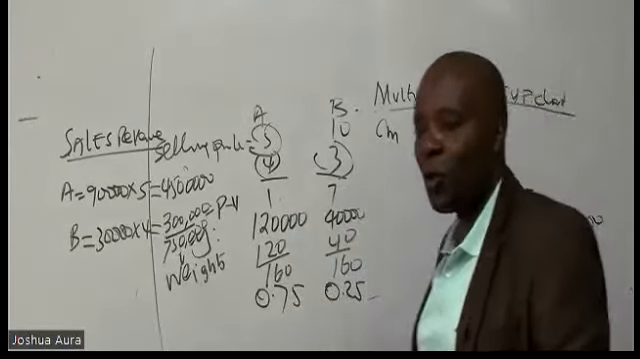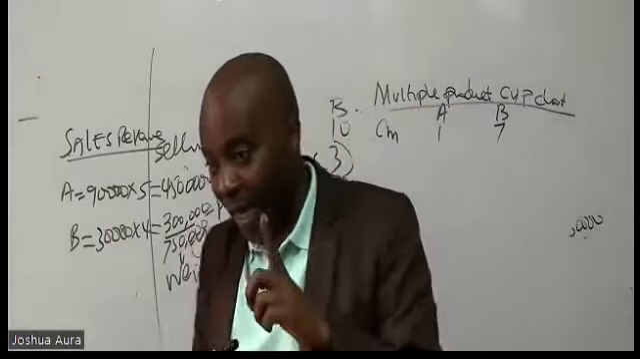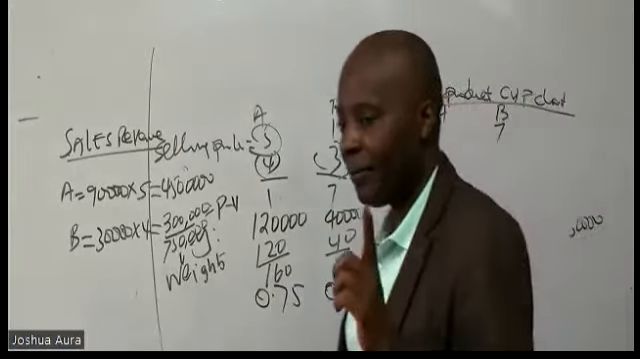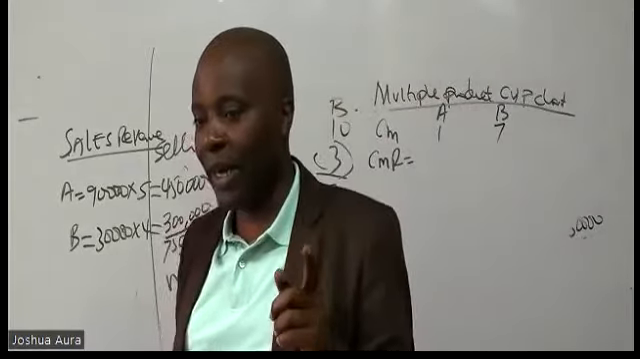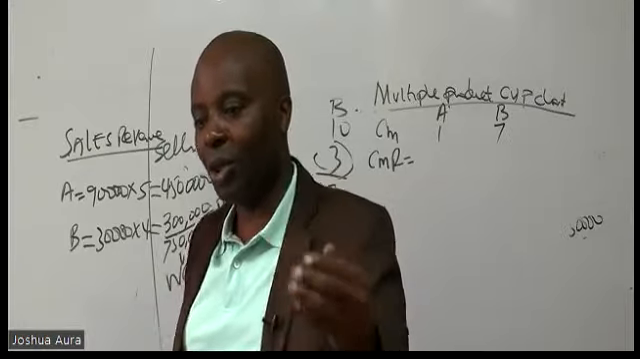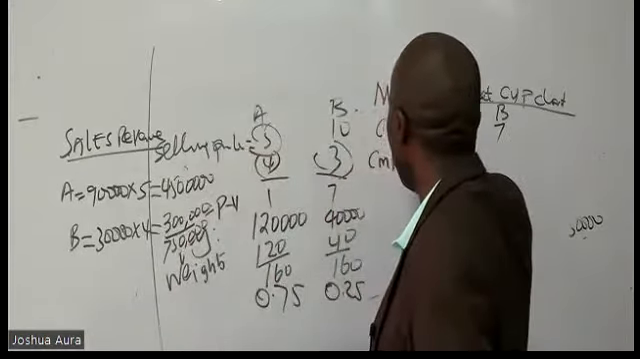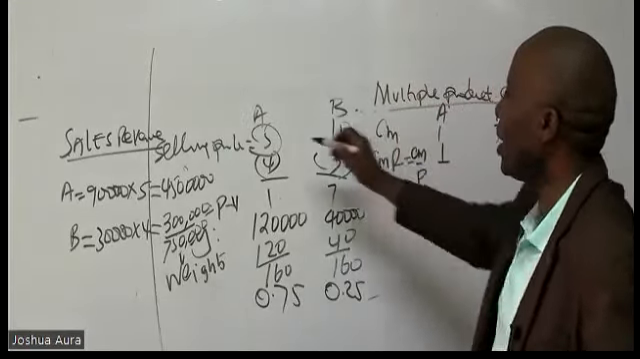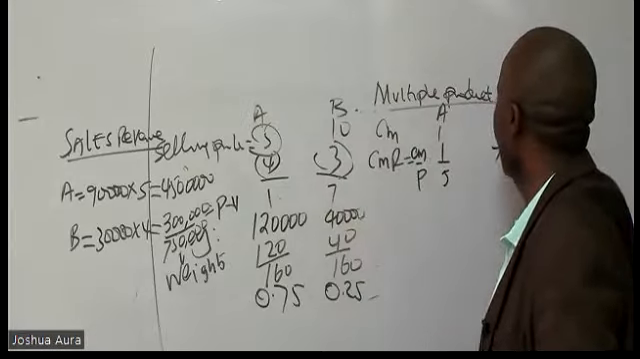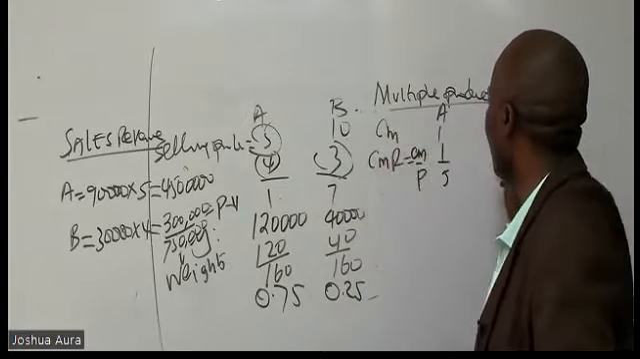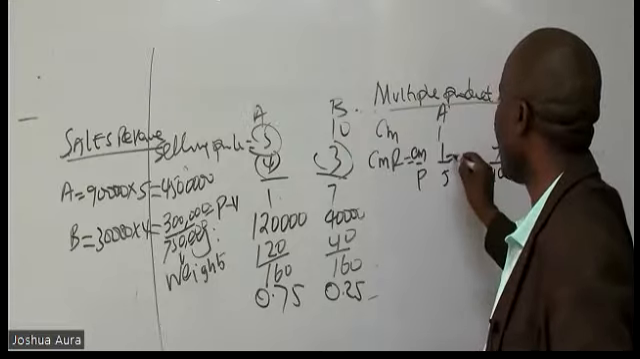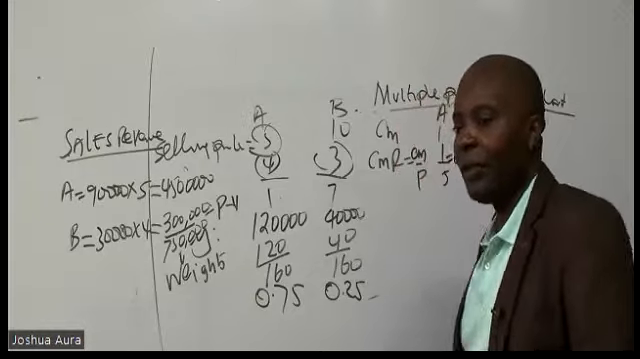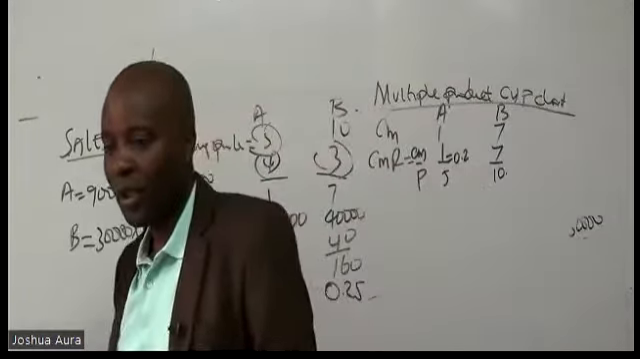And then step number 2, CMR. Do you remember the formula for getting CMR? It is contribution margin over price, right? So this one here will be 1 over the selling price, that is 5. This will be 7 over the selling price, which is 10. Could you kindly give me these decimals? I think the first one should be 0.2.